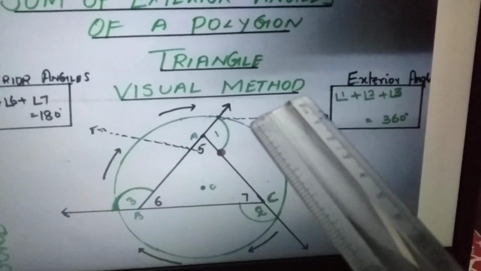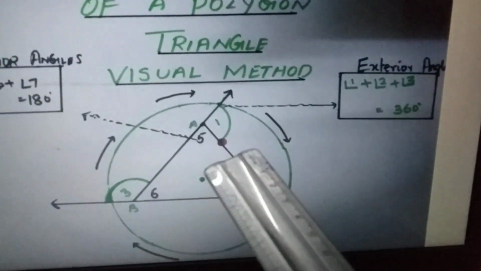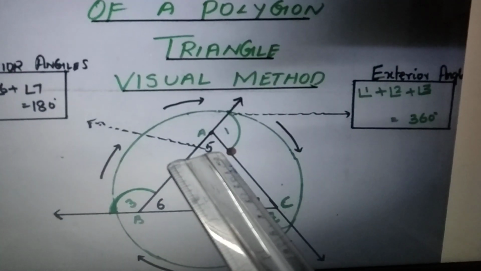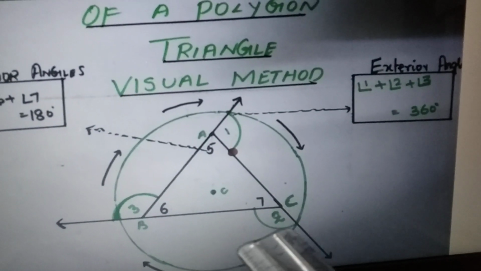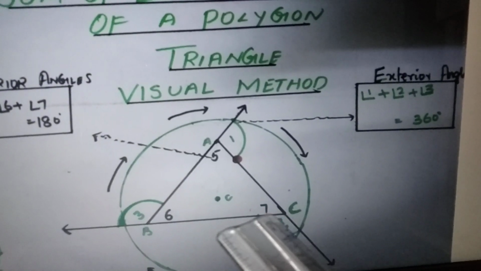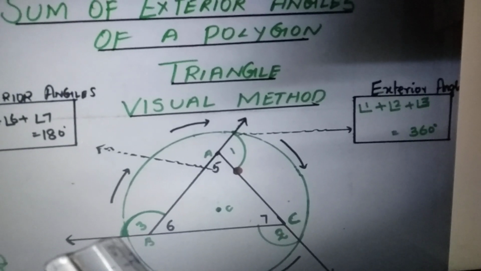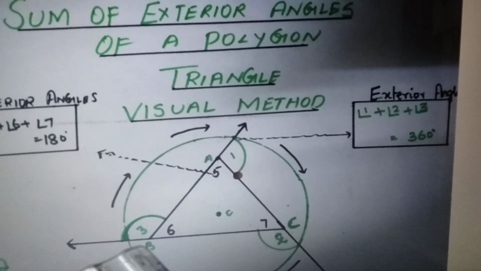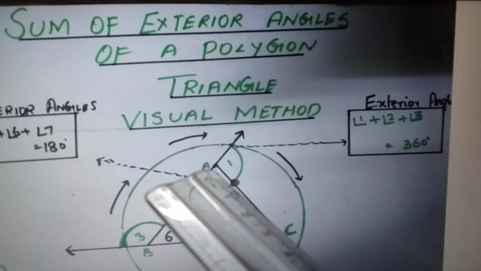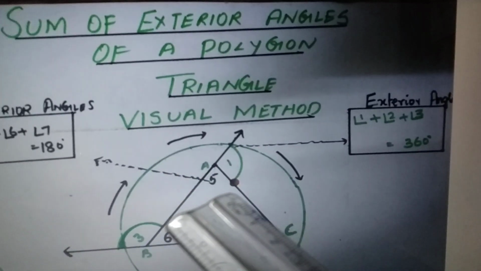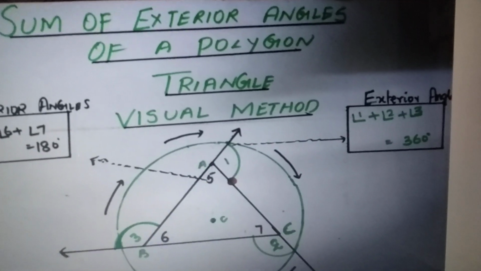Let us visualize now. Suppose a person wants to walk along the boundary of a triangle. Assume that he is starting at this dotted point. He will be moving along the line AC. After reaching this point C, he will turn by angle 2. Then again he will move along the line BC. After reaching the point B, he will turn by angle 3. After turning, he will move along the line BA. Again, after reaching the point A, in order to come back to his original position, he has to turn by angle 1.